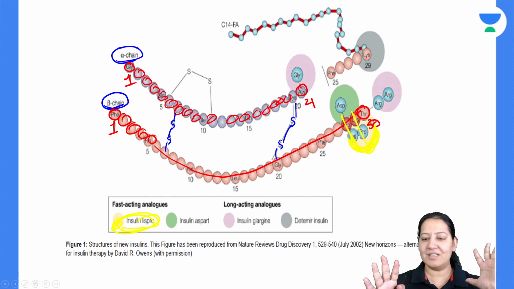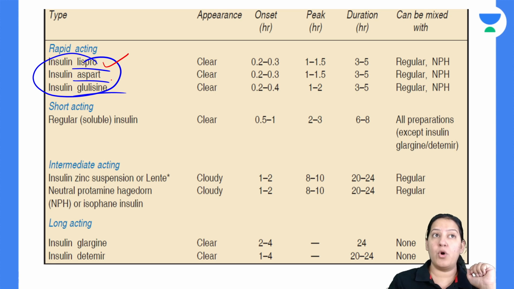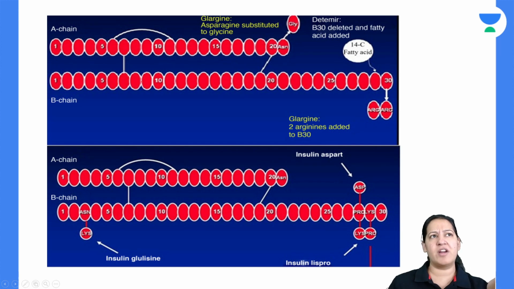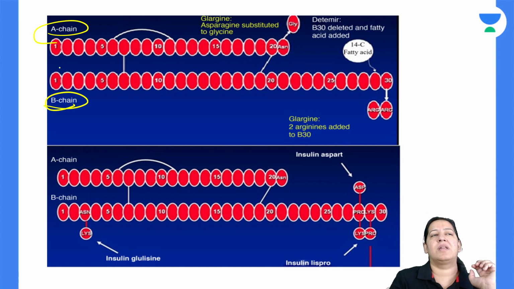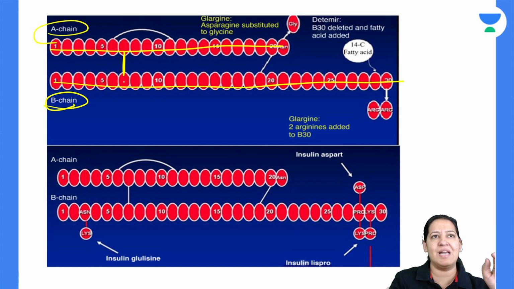So first understand the diagram of human insulin. Then I will come to the 3 types of insulin: Lispro, Aspart and Glulisine. The same diagram is shown here also. Okay, I will explain you. See, this is alpha chain. See, this is beta chain. Alpha chain has 21 amino acids. Beta chain has 30 amino acids. Both of them are connected with each other by disulfide bonds.